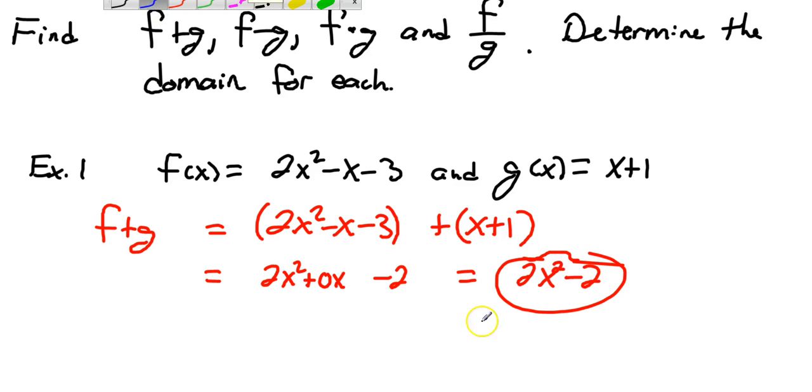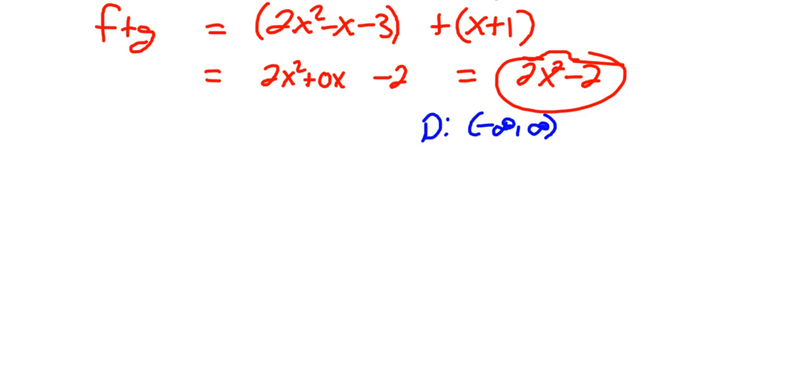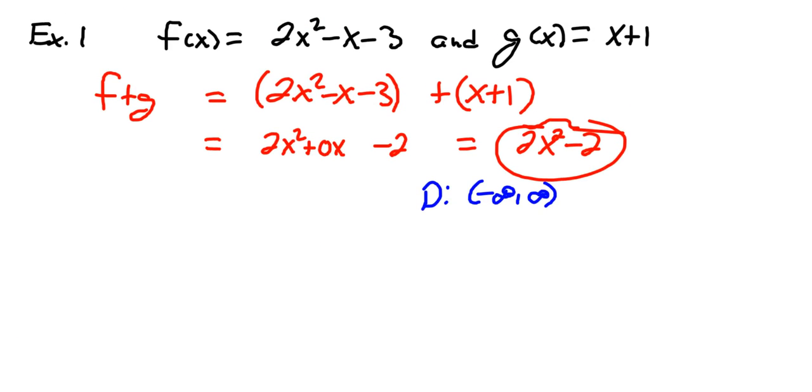And your domain. There are no fractions. There's no square roots or anything on that one. So unless there's any kind of fractions or square roots, it's just going to be negative infinity to infinity. You can take any number you want to plug in there and you're good to go. Okay, so f plus g is the easiest one to do because there's really nothing that's tricky about it.